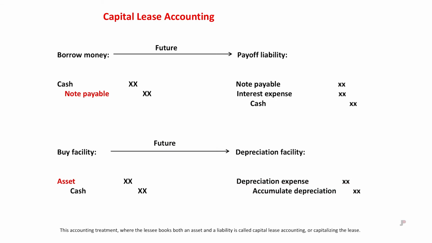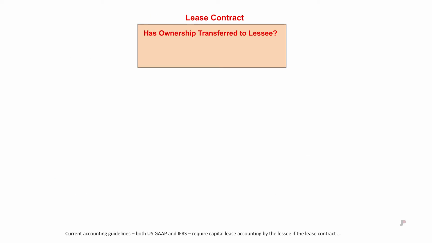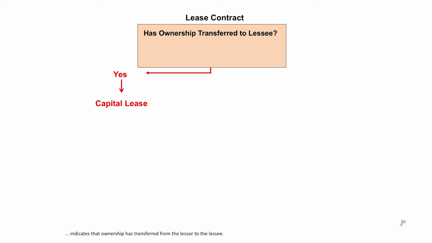This accounting treatment, where the lessee books both an asset and a liability, is called capital lease accounting, or we say that the lessee is capitalizing the lease payments. Current accounting guidelines, both US GAAP and IFRS, require capital lease accounting by the lessee if the lease contract indicates that ownership has transferred from the lessor to the lessee. If ownership has not transferred from the lessor to the lessee, operating lease accounting is acceptable.